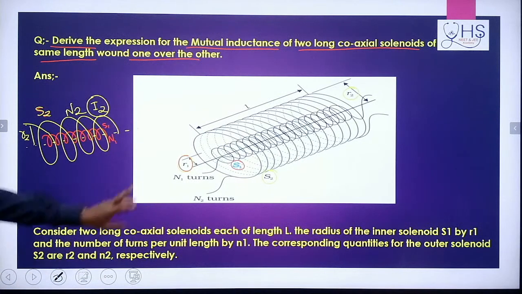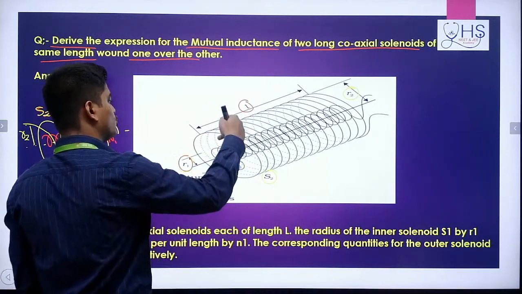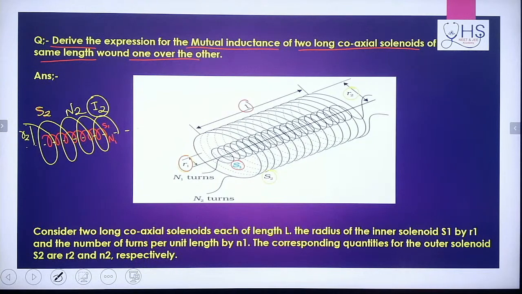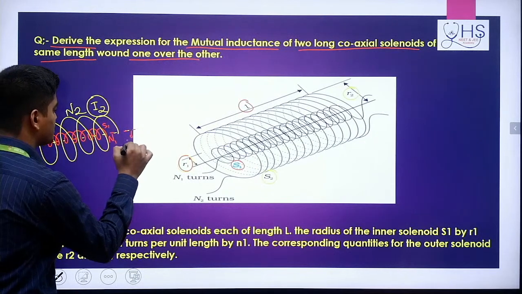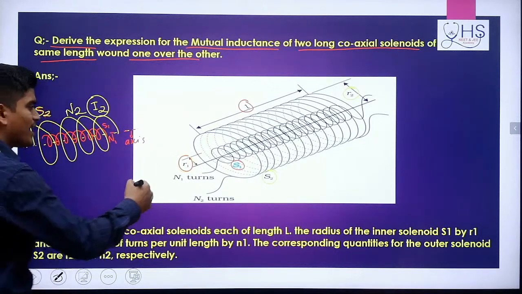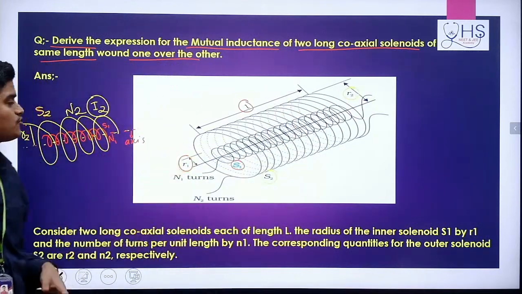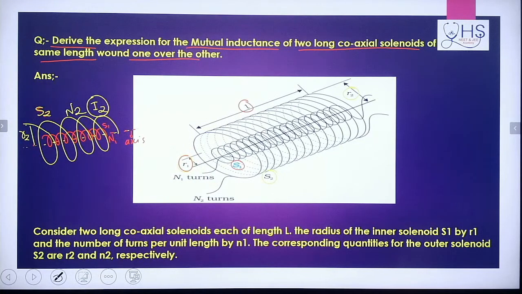So draw the picture clearly, and the length is given here as L. I fixed the length, both have the same length, red color and yellow color. So this is the picture of two coaxial solenoids. Why coaxial? Because their axis is the same. Both the solenoids are on one axis.